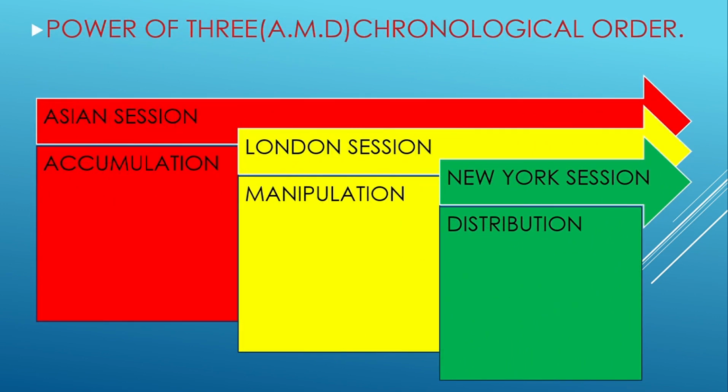Power of 3 AMD chronological order. The Asian session is the accumulation phase, the London session is the manipulation phase, and the New York session is the distribution phase. So we do not trade the Asian session, as this is the accumulation phase, but we are allowed to trade the London session since it sometimes overlaps with the New York session.